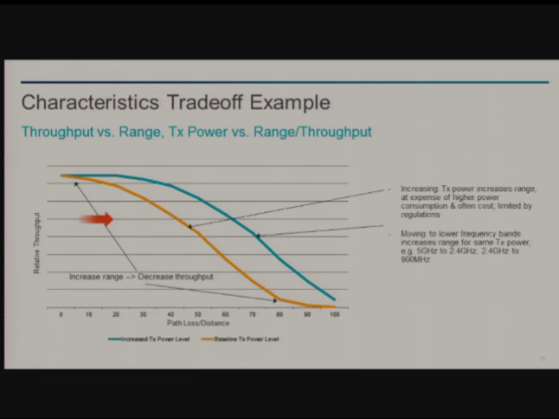Now, there are several things you can do to improve this. One is you can increase the transmit power of the link. But you can only go so far because all of these things operate in unlicensed bands, and there are regulatory issues for how much power you can use. And that tends to add cost and also consumes more power. Another thing you can do is move to lower frequency bands, and that's starting to happen.